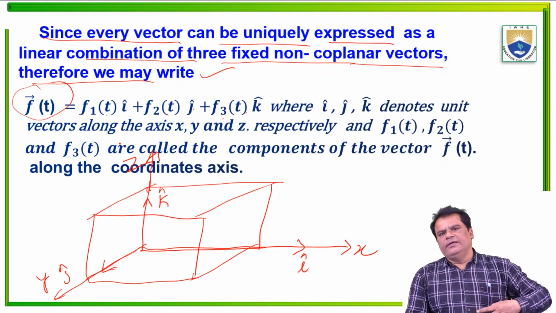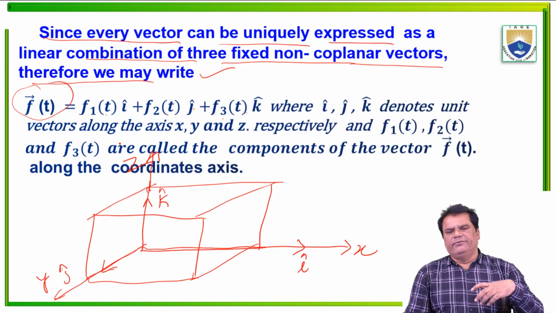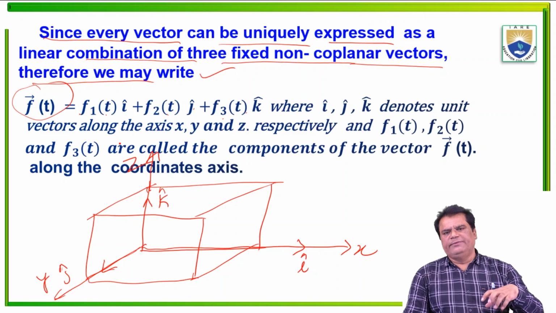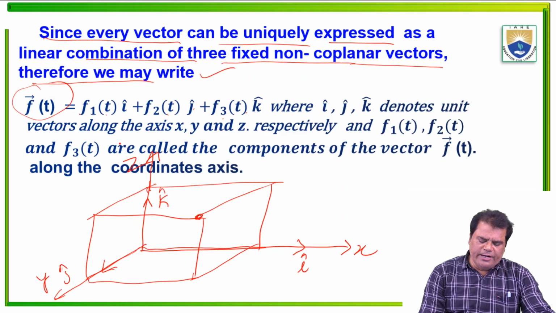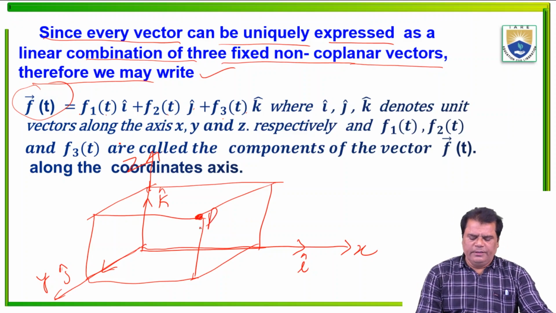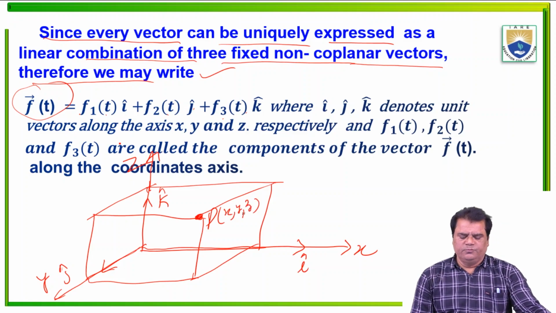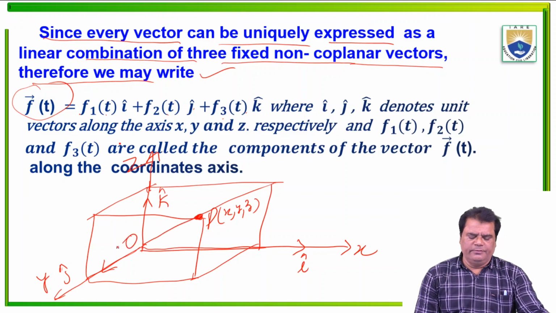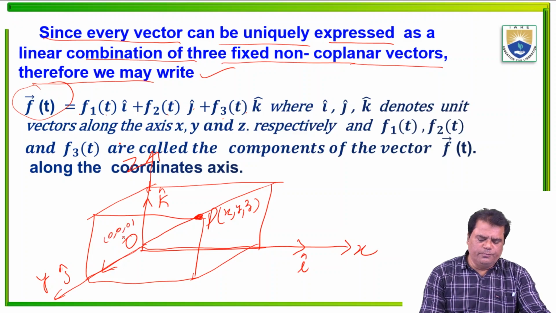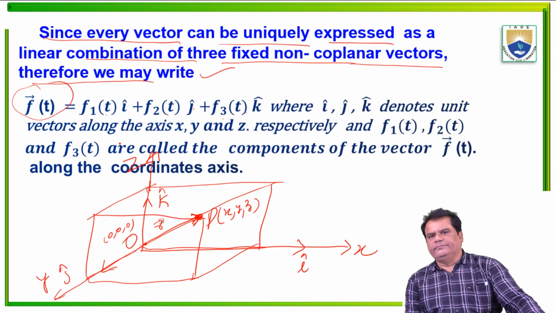So in this coordinate system, we find a vector function known as a vector point function. How can we discuss a vector point function? This is any point P, and the position of this point is x, y, z. This is OP, where O is the origin with coordinates 0, 0, 0. This is the tail and this the head. OP is vector R.